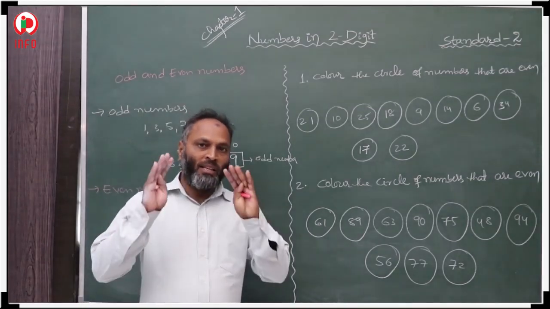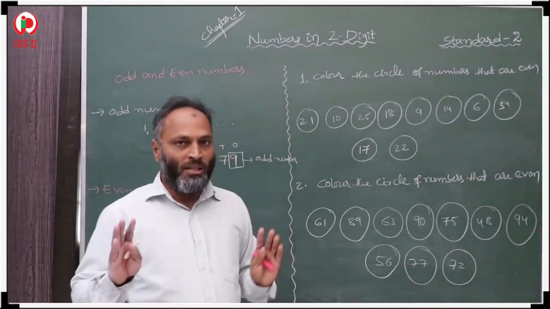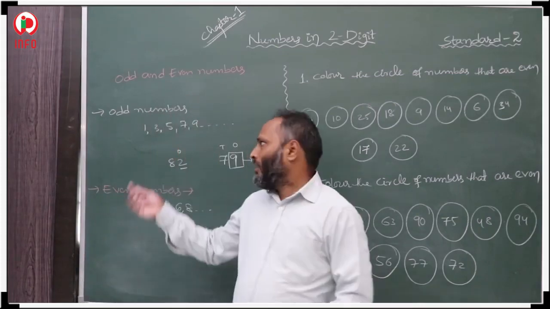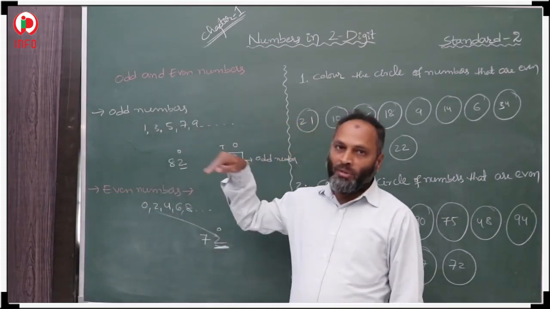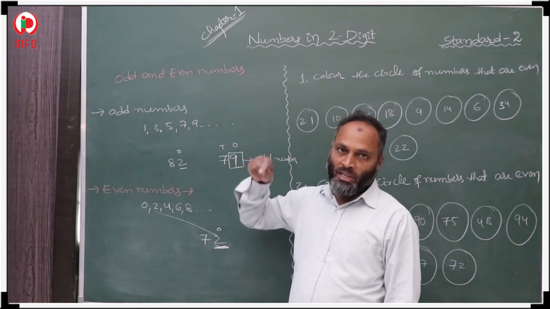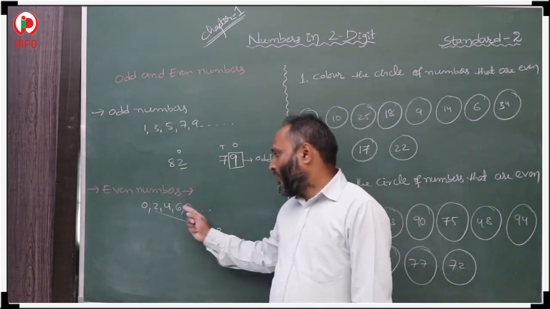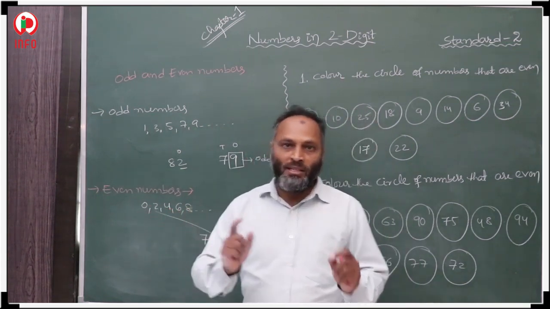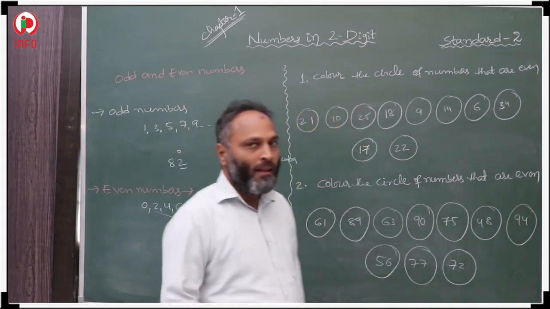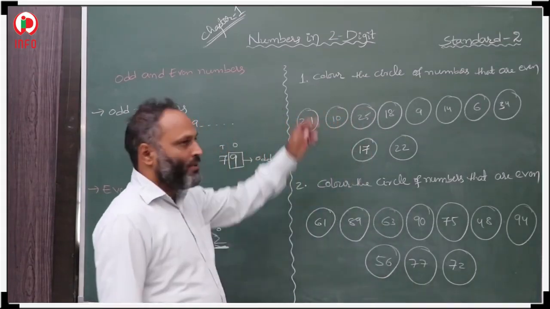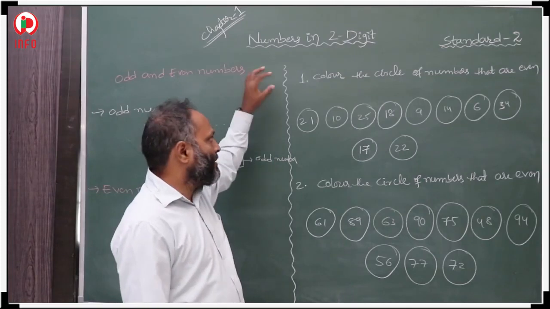So in this way we have to check whether the number is even or odd. Either it is even, or it is odd. We have to go for ones place. If any of these numbers comes, then the number is odd. If any of those comes, then that is the even number. So these are the definitions for our even and odd number concept.